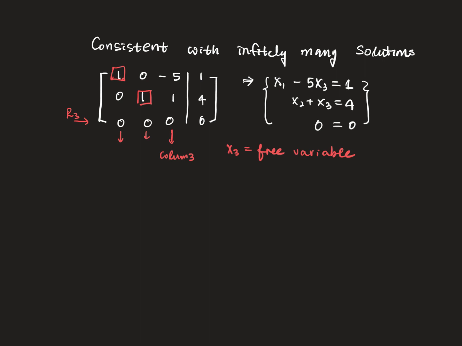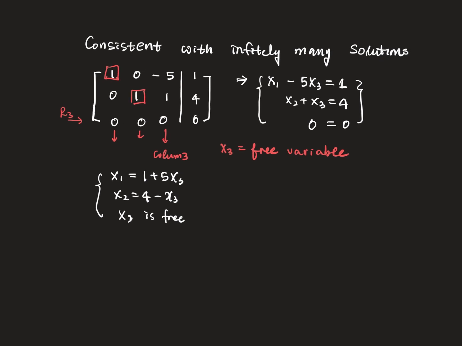Let's go back to x1, x2, and x3 right there, guys. So look at this: x1 equals 1 plus 5x3, and x2 equals 4 minus x3, with x3 free. Okay, so that's what you're going to write down. What do we mean by this? We call x3 a free variable, and x1 and x2 depend on x3. So x3 is the free variable, and x1 and x2 we call basic variables.